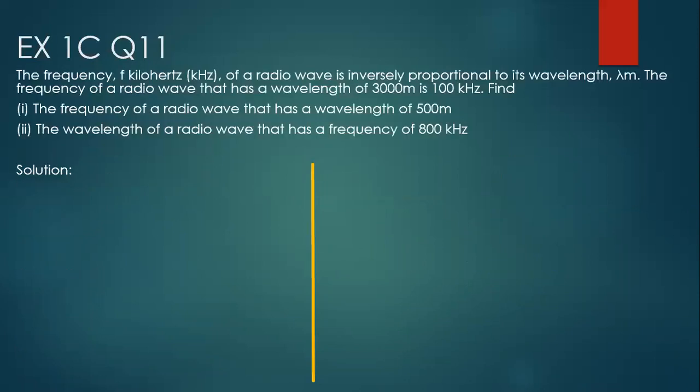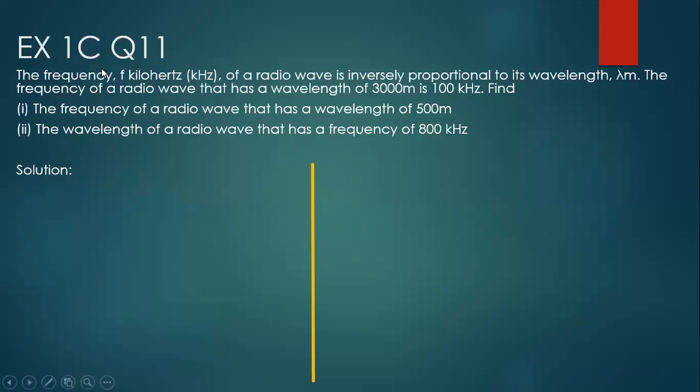Exercise 1C, question number 11. The frequency f kilohertz of a radio wave is inversely proportional to its wavelength lambda m. M is meters, since it is the length. The frequency of a radio wave that has a wavelength of 3000 meters is 100 kilohertz. You have to find two things. The frequency of a radio wave that has a wavelength of 500 meters, and then the wavelength of a radio wave that has a frequency of 800 kilohertz.